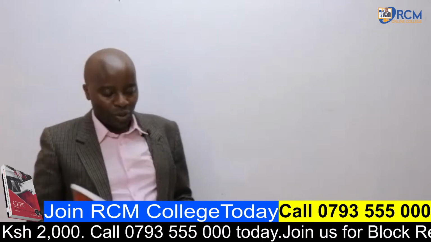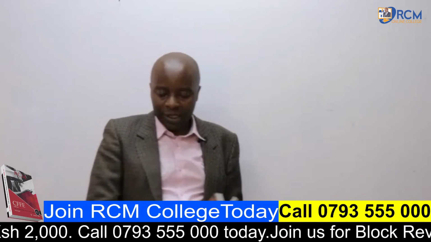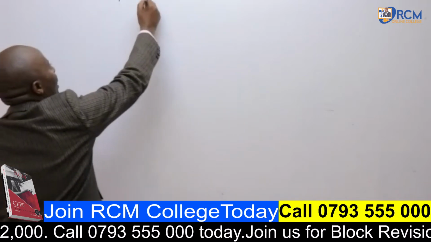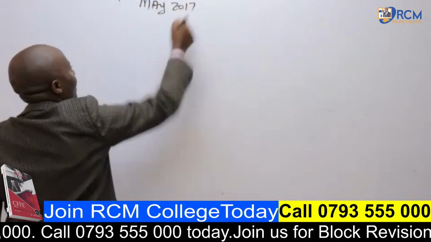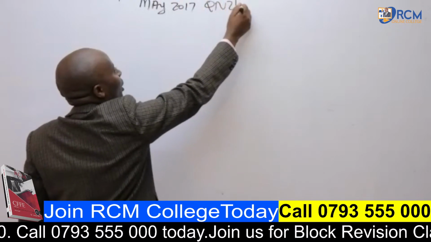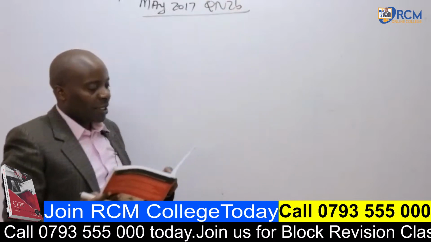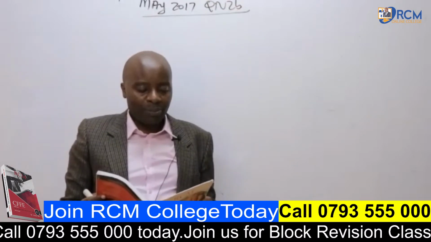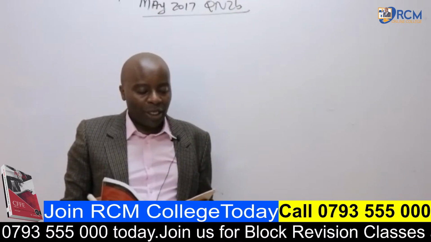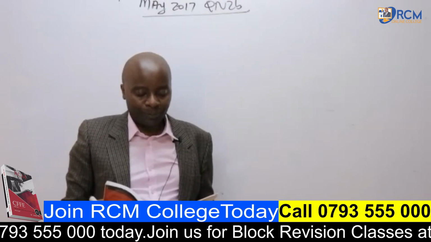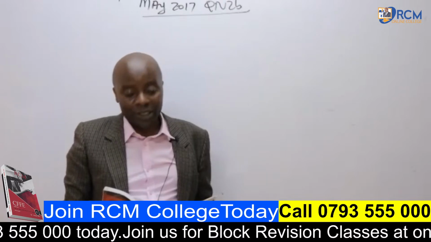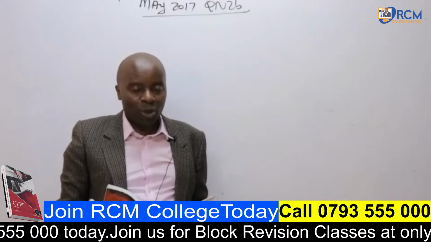Okay. So what you're told here, May 2017, question number 2B. What they're telling us here is that Jumbo Limited is a multi-product firm. The company intends to launch a new product branded ZP in the coming months. Production will be in batches of 1,000 units, so one batch equals 1,000 units throughout the life of the product.